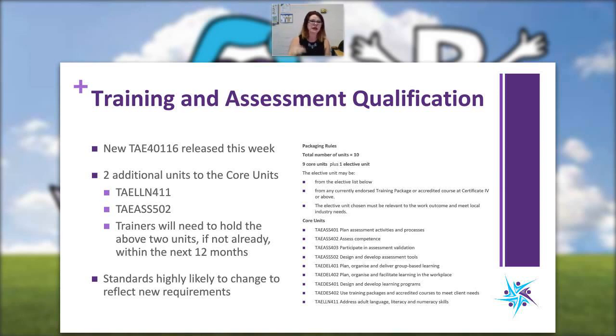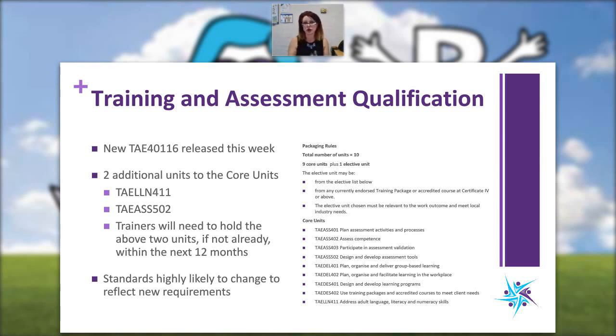So I'd highly recommend you get your trainers and assessors out. They need to go get RPL and transition across. If they haven't got those 2 units, they'll need to complete those 2 units and then upgrade to the new qualification. So you need to get that out to all your trainers and assessors now. You've got 12 months to transition. You should minute this at your meeting and discuss it at your quality and compliance meeting, and have a plan in place on how you're going to transition all your trainers and assessors over to the new TAE40116.